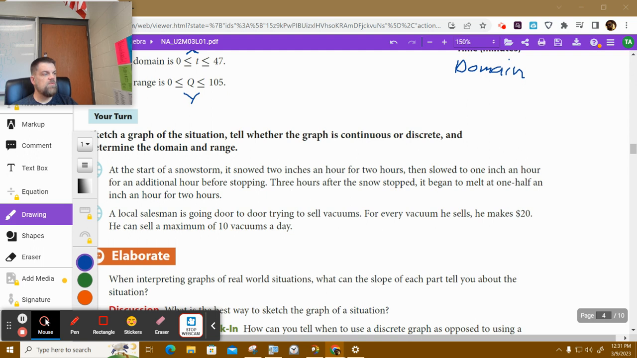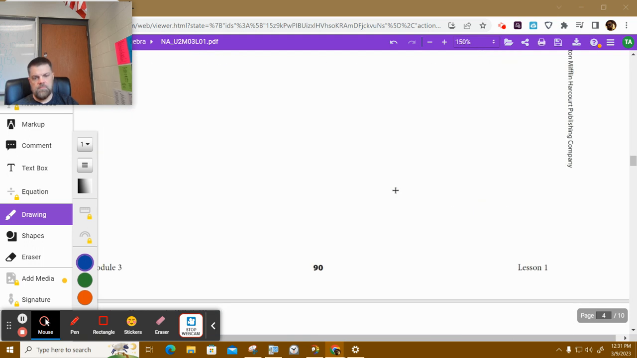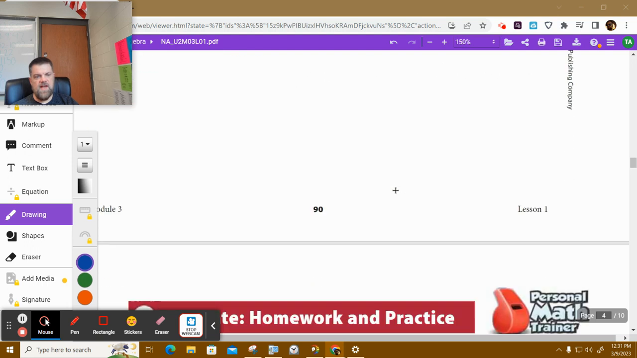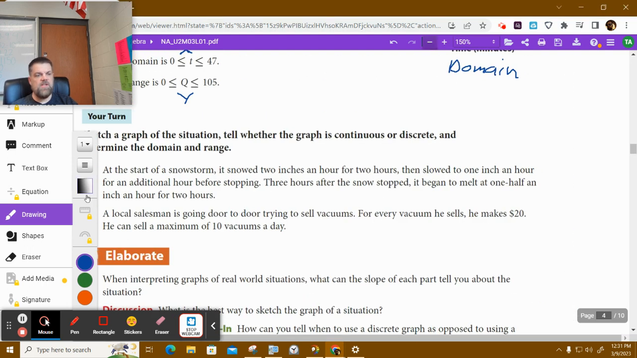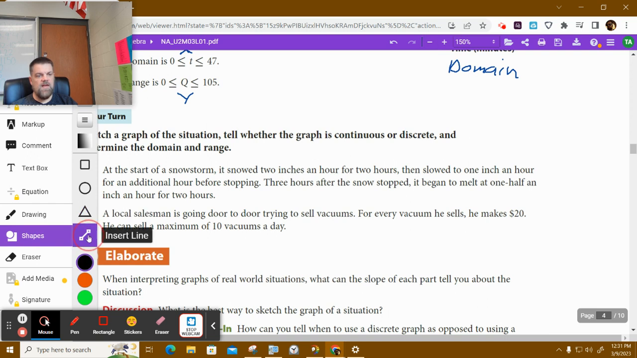Let me just see something real quick. Do they give us a place to sketch the graph? I guess we could write it down here, but I'm just going to do it over to the side. So the first thing I'm going to do is create a shape. All right, so I'm going to draw my little graph.